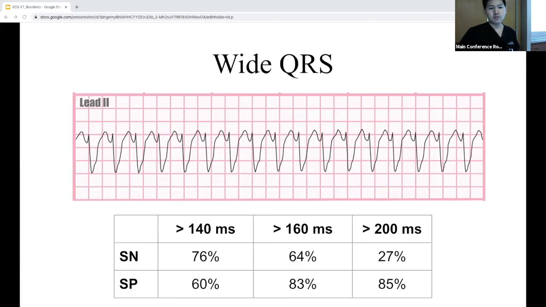But the thing we think about the most is the QRS width. As the QRS gets wider, it becomes more specific for ventricular tachycardia. But it's interesting that even at widths of over 140 milliseconds, it's not that sensitive, 76%. So there are ventricular tachycardias between 120 and 140 milliseconds, which can appear narrow on the EKG.